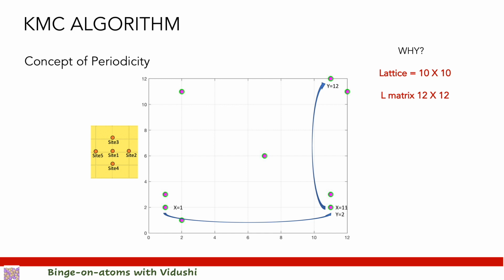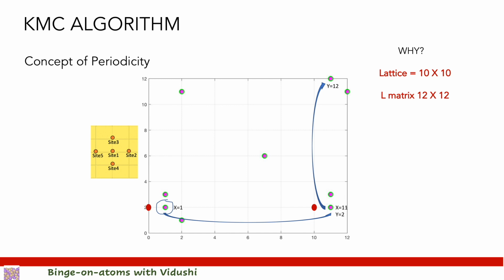Now we intend to include the concept of periodicity in our code. We consider our 2D lattice to be periodic. For this, we add 2 additional rows and columns to the L matrix. As I mentioned, the L matrix will store which sites on the lattice grid have an atom adsorbed. Here, an atom is present at location 1, 2. The L matrix will replicate this result at 11, 2, as shown by the arrow here. Similarly, if an atom was present at 10, 2, the L matrix will replicate that result at 0, 2.